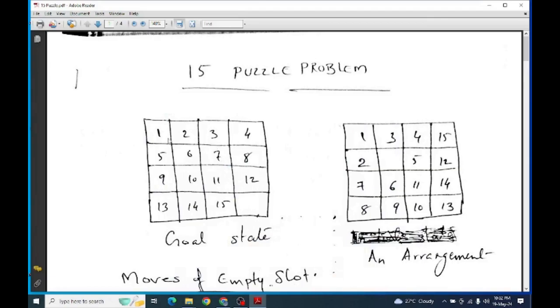Here these tiles are marked 1, 2, 3, 4 up to 15. They have been drawn on a white sheet. This is the goal sheet, that is, you have to arrange the tiles in the correct order. This is an arrangement of these tiles, and here you can see the vacant space. We can move this vacant space up, down, left, or right.